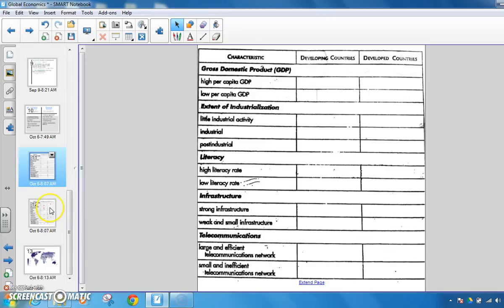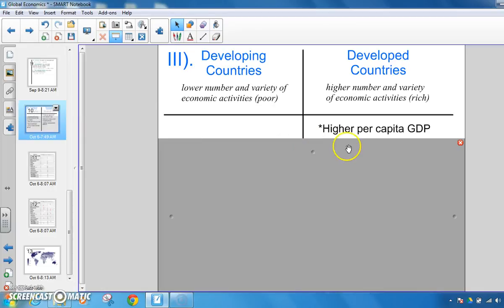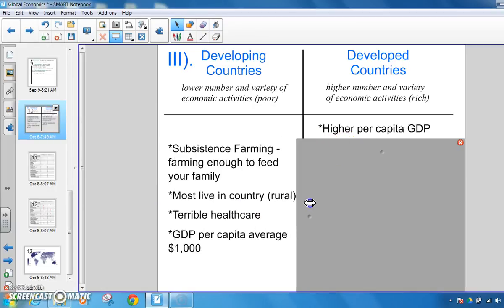All right, everybody, so you've had a chance at this point now with that pause to see some of your answers that are up here. So bravo. Now you've added those to your chart, which means you can add the rest of these. Developing countries also have what we call subsistence farming. You don't need to write this yet. I want you to write this once I'm done talking. But subsistence farming means farming enough to feed your family. Most people live in rural areas of the country.